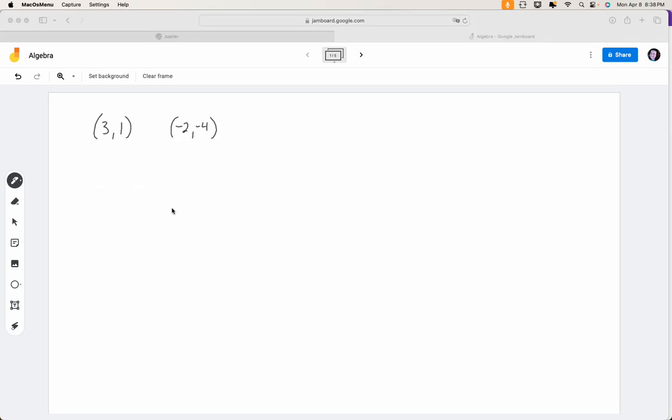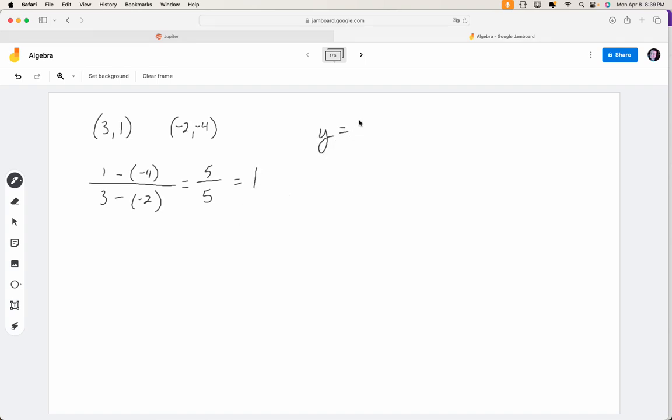So here we got to find the equation of the line that passes through 3, 1 and negative 2, 4. So I'm going to find slope first, 1 over 3 minus minus, and negative 4 over negative 2. That's going to be 5 over 5. So my slope is 1. So y is equal to 1x plus b.